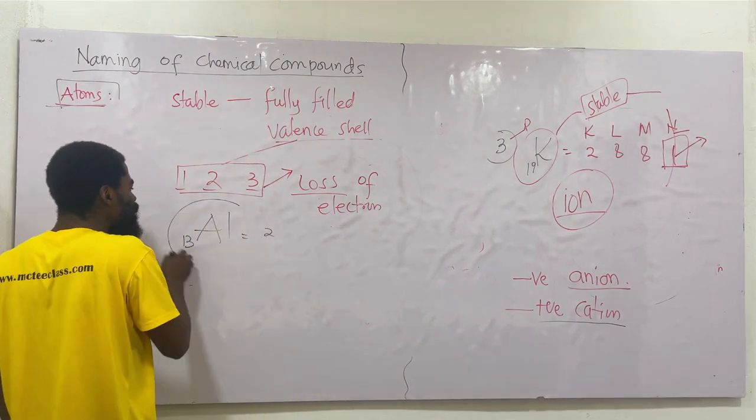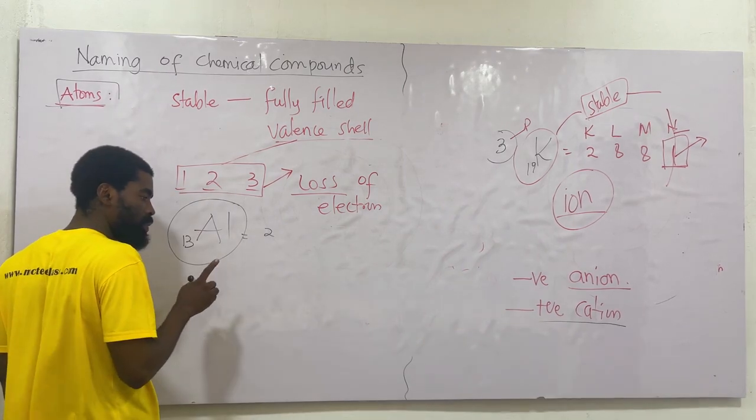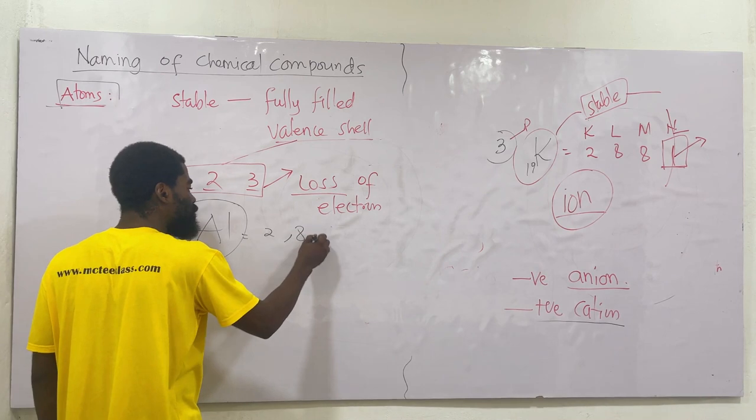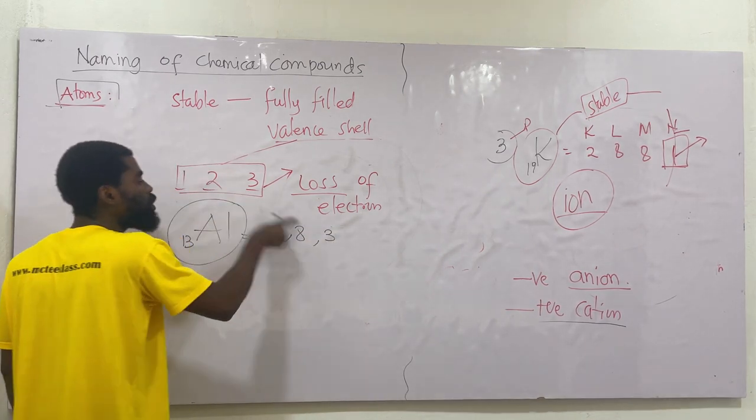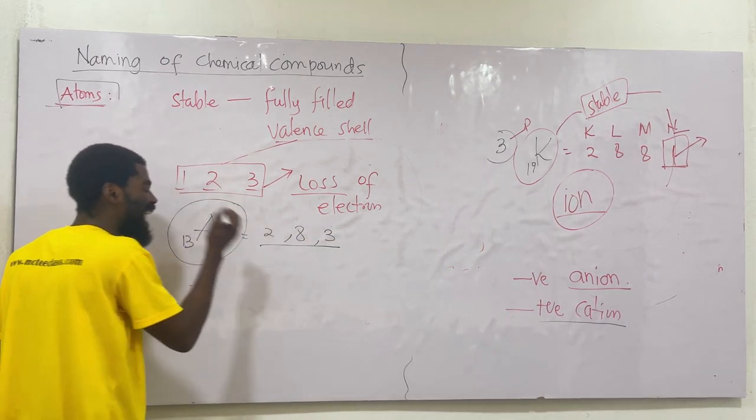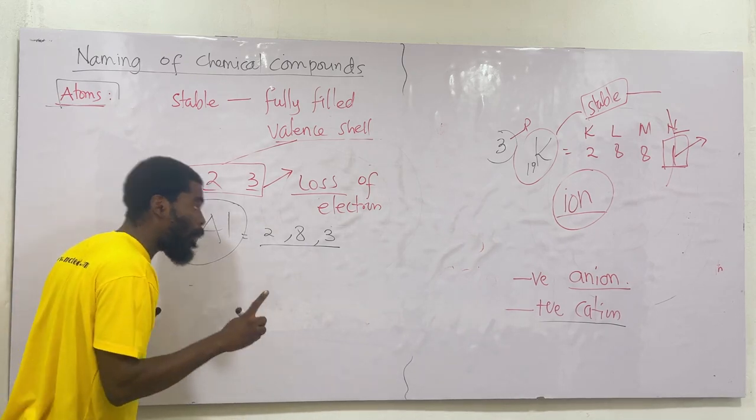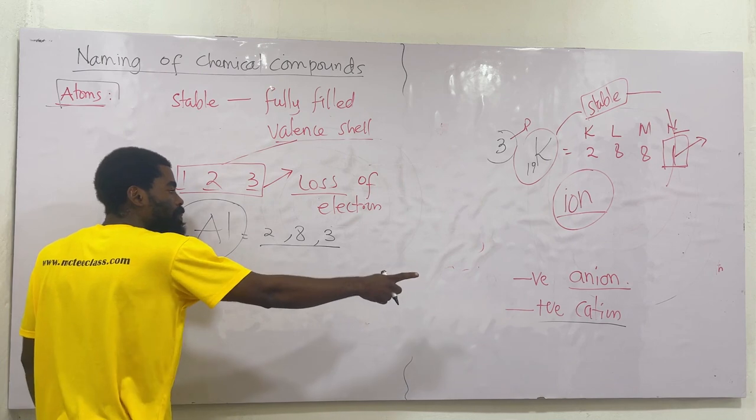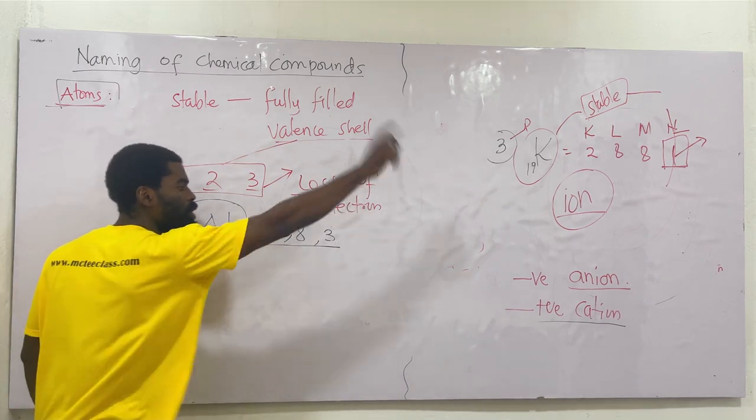This is the aluminium atom. Good. 2, 8, 3. Aluminium falls within this. So in this state, aluminium is not stable. Why is it not stable? The valence shell is not fully filled. So since the valence shell is not fully filled, you have to give it out.